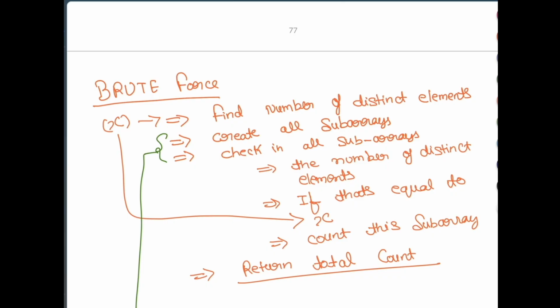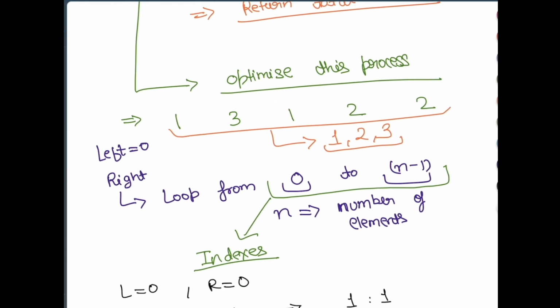This will give you a time limit exceeded error. So what we are going to do is understand the optimized method for this, which is done using the sliding window algorithm. We are going to understand this algorithm, and for that we can try to implement it for the given input 1, 3, 1, 2, 2. So let us try to optimize the process.